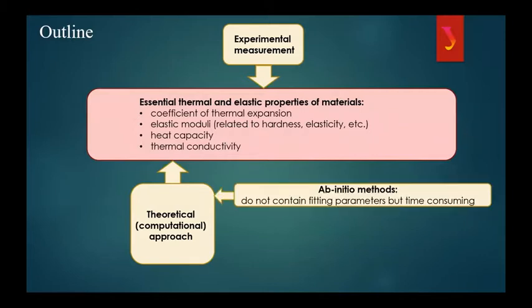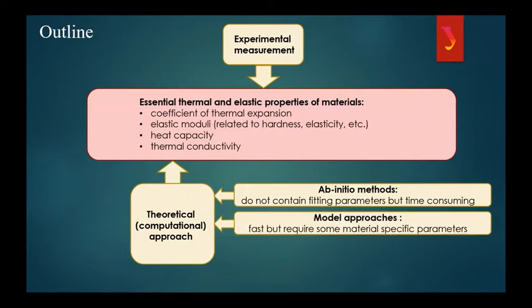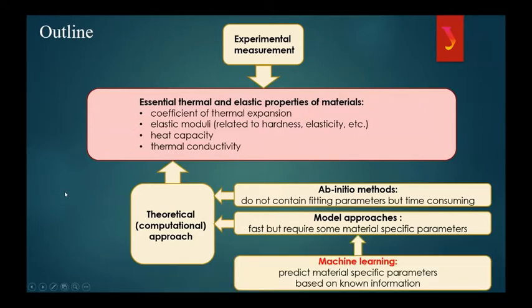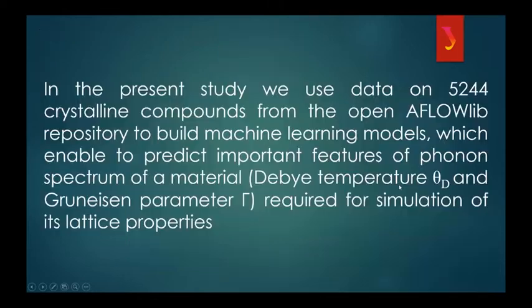And here we have two options: ab initio methods, which do not contain fitting parameters but are time consuming, or we have model approaches, which are fast but require some material specific parameters. In this work, we suggest using machine learning methods to predict material specific parameters based on known information in order to make model approaches more reliable.